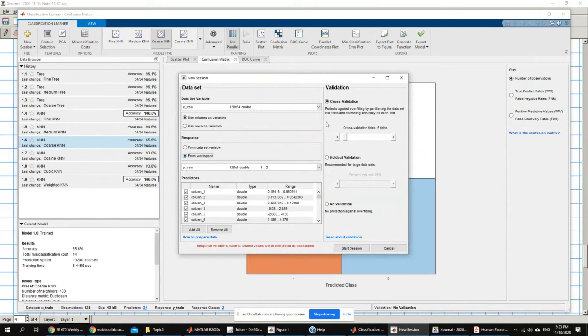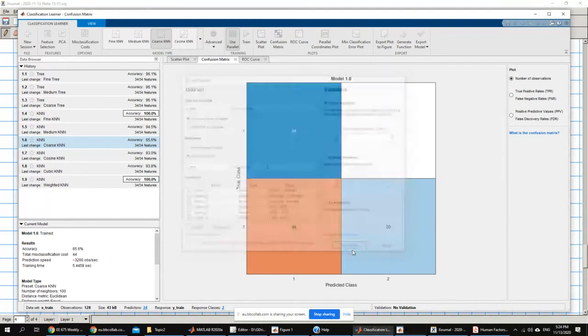And now I have cross-validation, and here it gives you the number of cross-validation folds. It chooses 5 folds as the default. If you increase it, that should be fine also. It's a good thing if you do that. But let's keep it at 5 so that we can at least get the results quickly. So I'm going to do that now, start session.